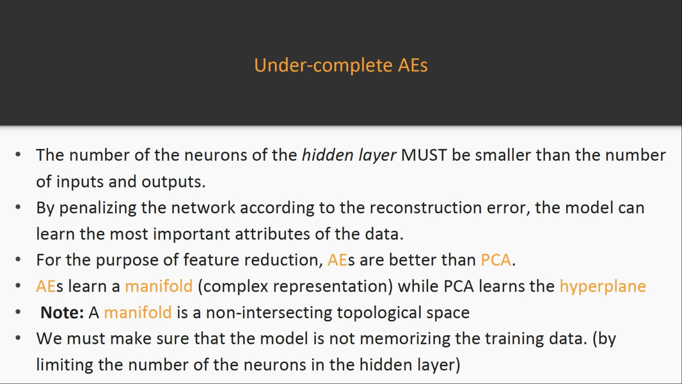In the undercomplete autoencoders, we must make sure that the model is not memorizing the training data. That's why we put limitation on the number of the neurons in the hidden layer.